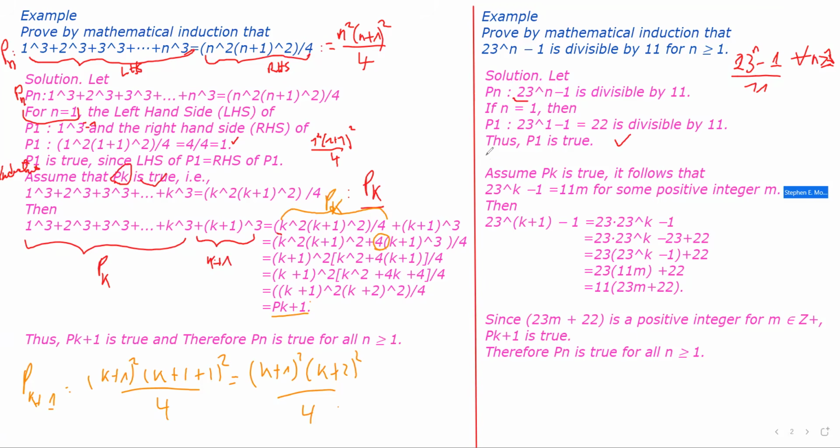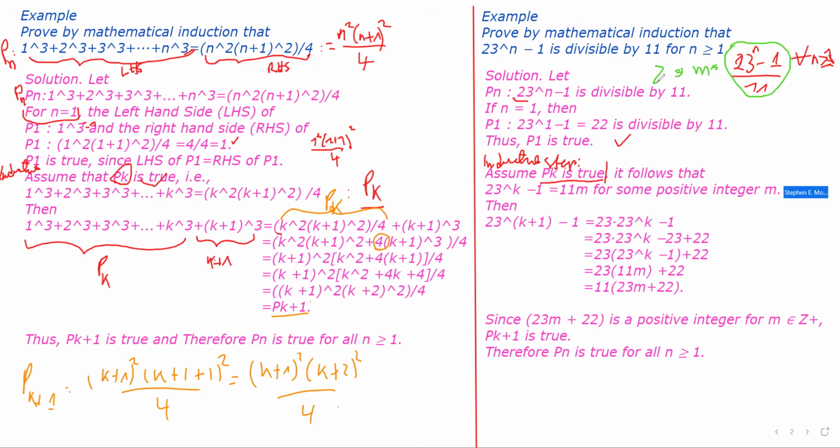Now we go to the inductive step. So this is the inductive step, right? This here is the inductive step. For the inductive step, we assume Pk is true. If we assume Pk is true, then it follows that 23 to the power k minus 1 is equal to 11 times m. We can say that is equal to an m, and this m should be an integer.